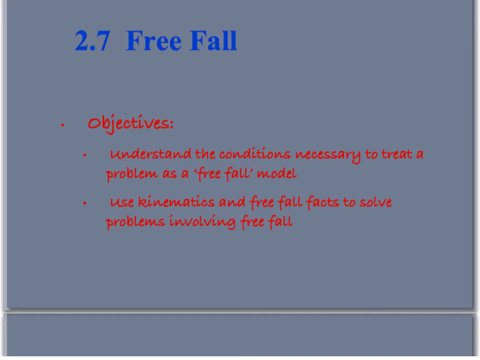So here's section 2.7 where we're going to work on actually applying some of that constant acceleration type problems. Here we're going to try to understand what types of problems can be modeled as a free fall problem and be able to actually solve those types of problems using our kinematic equations.